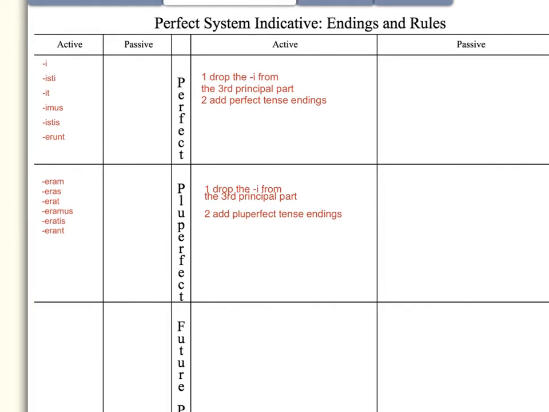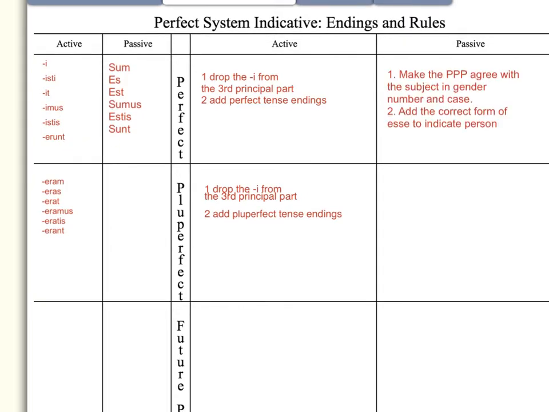All right. So for the perfect passive, you're going to have to use two forms. You're going to have to use the perfect passive participle, the PPP, or we remember this being the fourth principal part, and the correct form of esse in the present. So here we see them. The perfect passive participle with sum, es, est, sumus, estis, sunt.